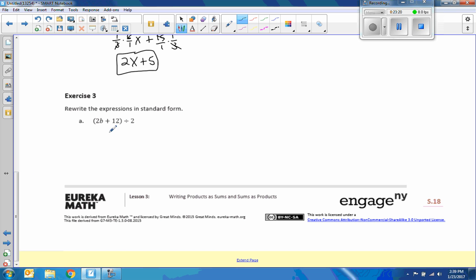Exercise 3. Rewrite the expression in standard form. Standard form is just a simplified form where we don't have any more like terms to combine. So the first thing I'm going to do is rewrite this as (2b plus 12) times the reciprocal of 2, which is a half. I'm going to distribute. 2b times a half is 1b. 1/2 times 2 is 1. Plus, distribute 12 times a half is 6. So the answer is b plus 6.